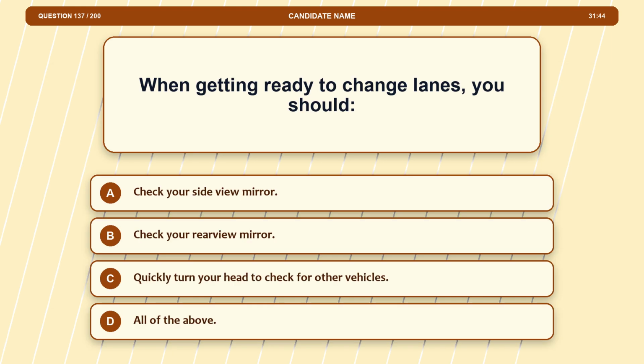Question 137. When getting ready to change lanes, you should Option A. Check your side view mirror. Option B. Check your rear view mirror. Option C. Quickly turn your head to check for other vehicles. Option D. All of the above.